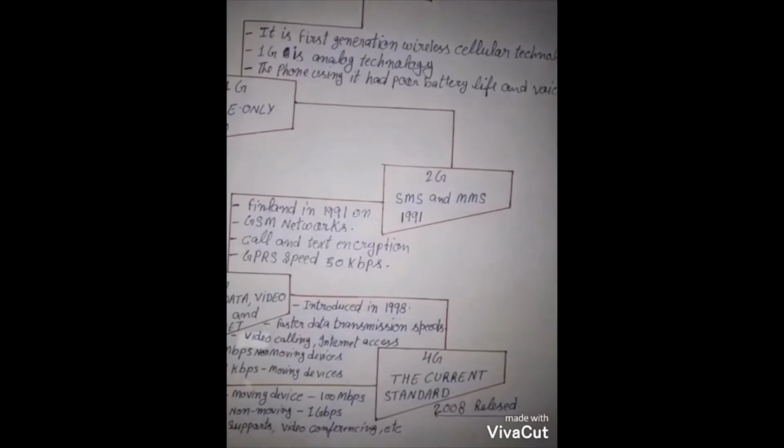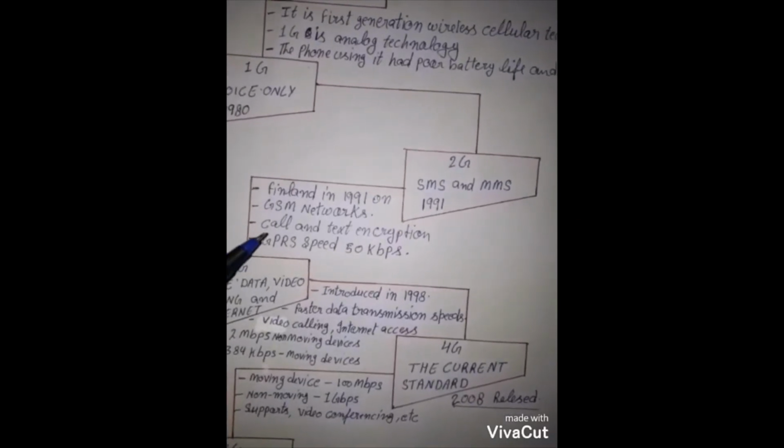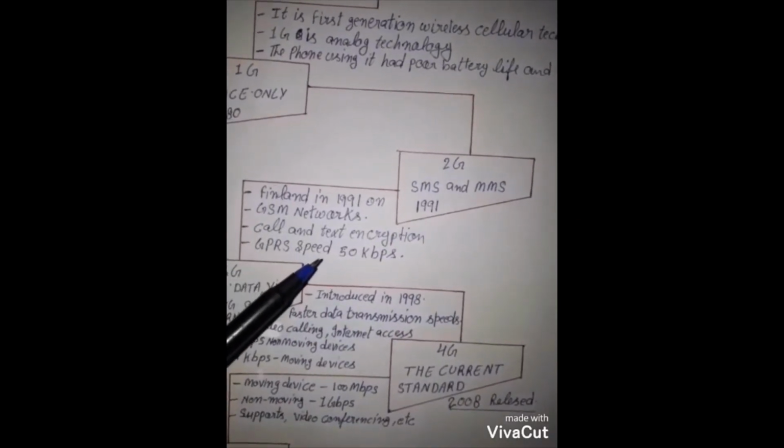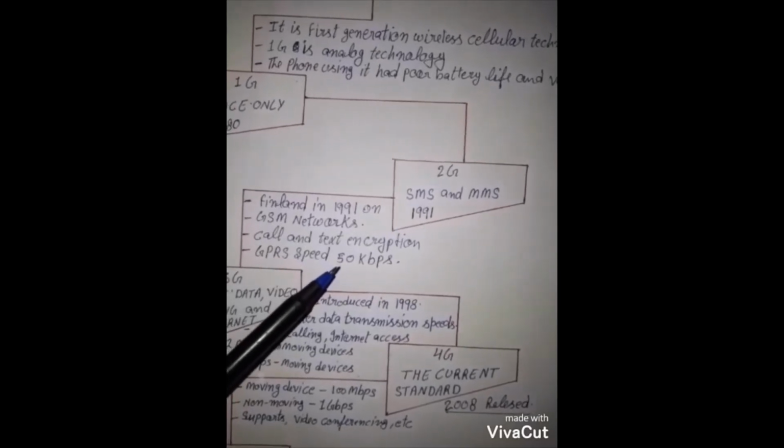In this technology we can also use GPRS. GPRS stands for General Packet Radio Services. Basically it is used to access the internet. In this technology it has a speed of 50 kbps.